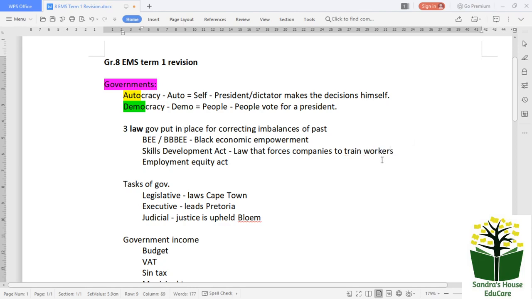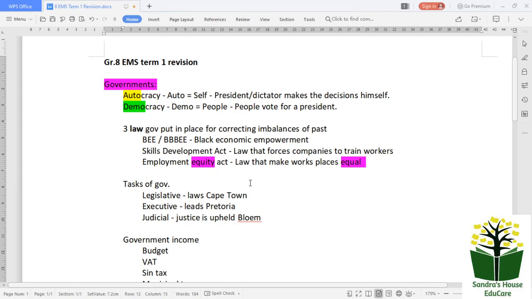And then the Employment Equity Act is a law that makes workplaces more equal. Equity means equal, and it looks at making sure that people with disabilities, women, and people from all walks of life get equal opportunities in the workplace.